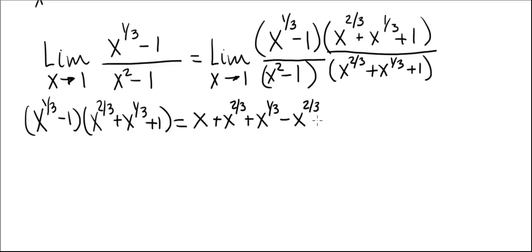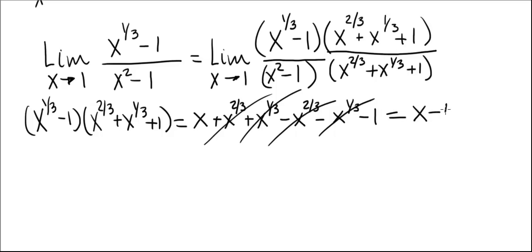Minus 1 times x to the 1/3 is minus x to the 1/3, and minus 1 times 1 is minus 1. As you can see, x to the 2/3 and negative x to the 2/3, x to the 1/3 and negative x to the 1/3 cancel. We end up with x minus 1.